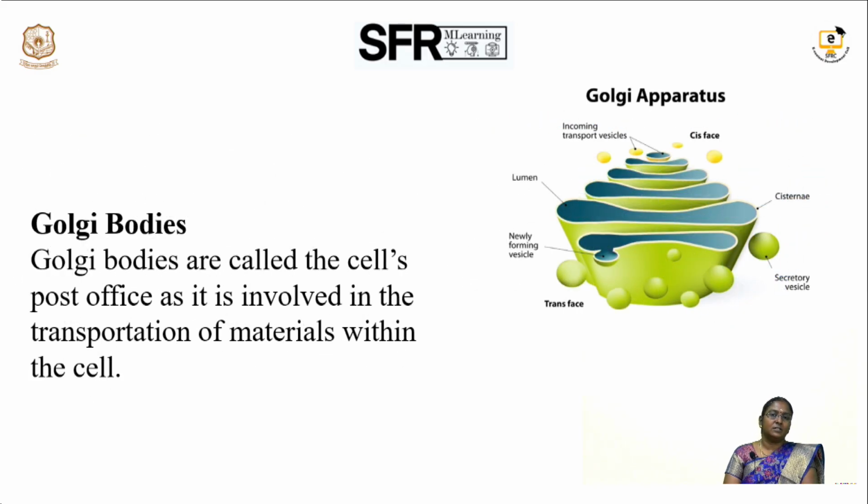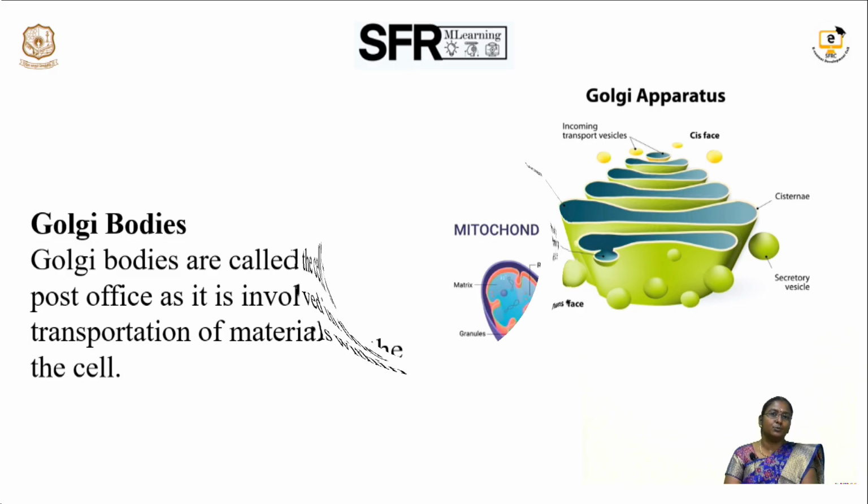And next cell organelle is the Golgi apparatus or Golgi complex, or we call it as Golgi bodies. See, these Golgi bodies are called as the cell post office. It helps in the communication and transport of materials within the cell.